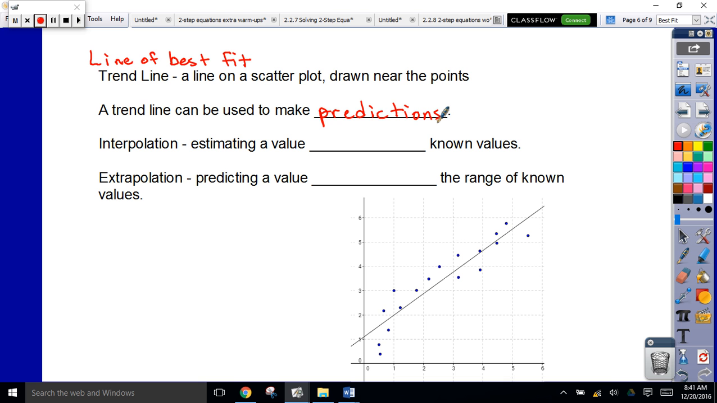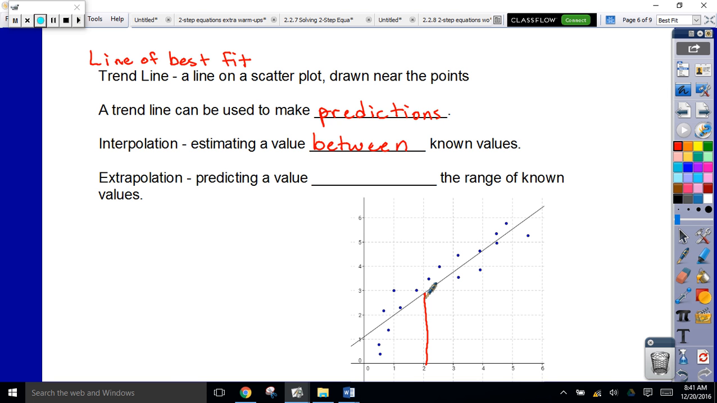And there are two kinds of predictions we can make. Interpolation, the word inter means between. So when we are talking about interpolation, we are estimating a value in between known values. So if we look at the trend line that's graphed here, we could make a prediction. There's no point that correlates with 2 on the x-axis. If we trace a line up from 2, there's no actual point there, but we can make a prediction for what our dependent value would be based on an independent value of 2.